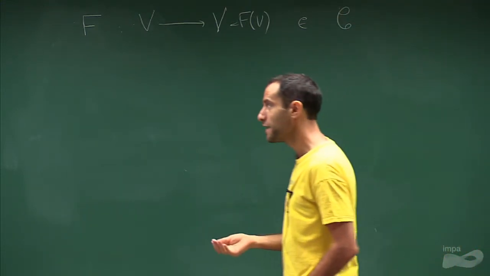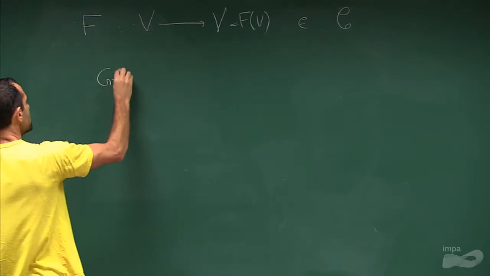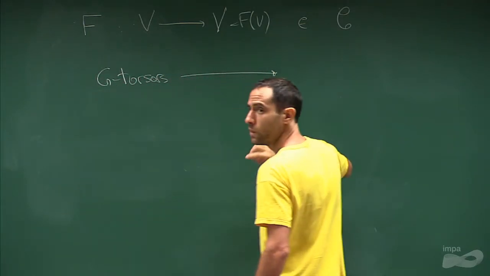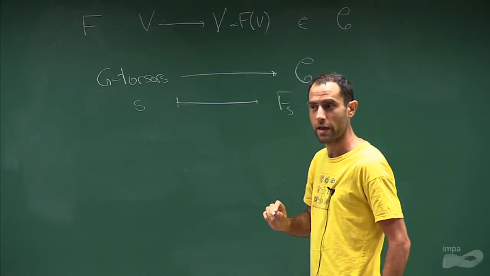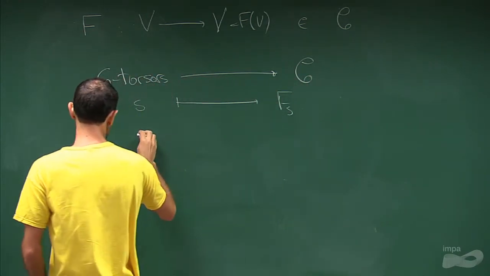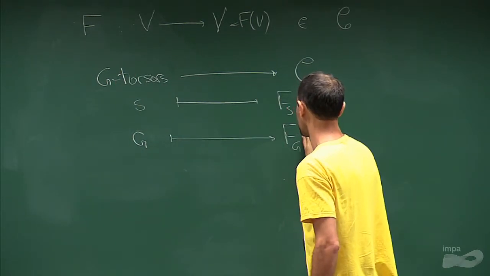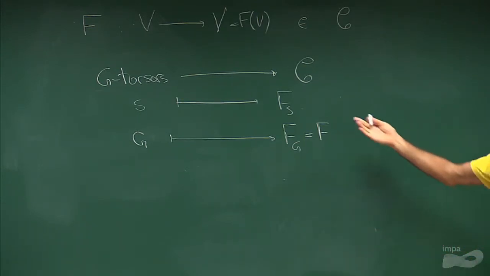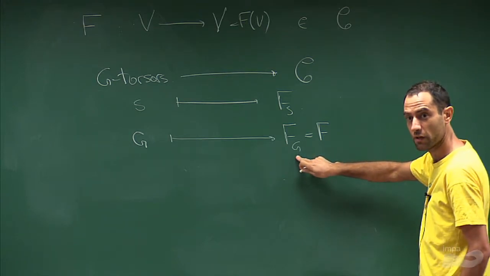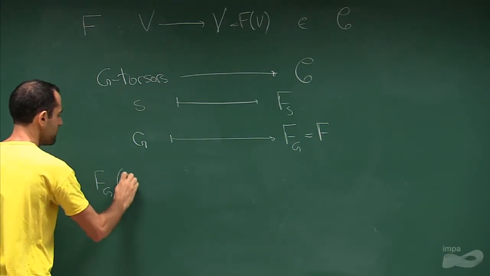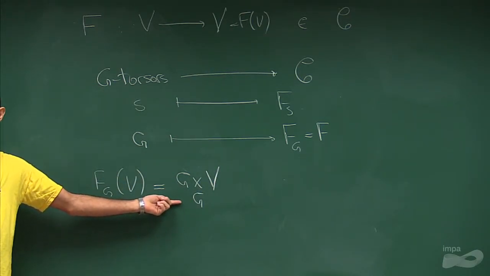In fact, what we have is a functor from, now we need a name for this functor, but okay, so we have a functor from the category of G-torsors to the category C, which is the functor that sends S to F_S. And in particular, this functor sends the torsor G to the functor F_G, which is the functor F. Is that clear? Because what is F_G? F_G of a representation V, by definition, was G × V over G, and I claim that this vector space is canonically isomorphic to V.